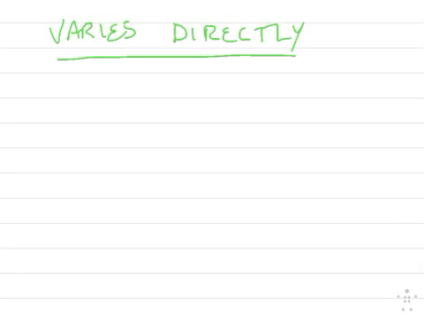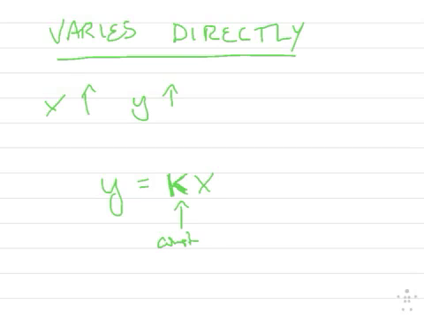For something to vary directly means when one goes up, if x goes up, then so does y. So the equation usually looks something like y equals kx for some constant k. This k is a constant. So think about it. Let's say k is a positive constant. If k is 2, then let's look at our xy chart.